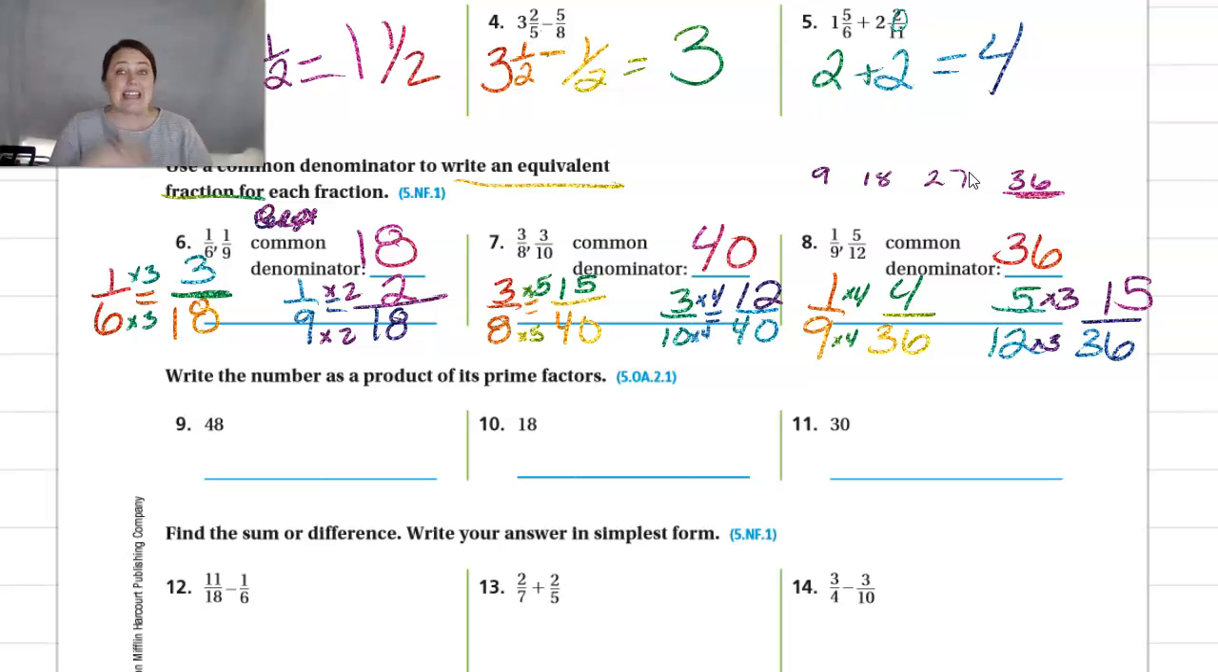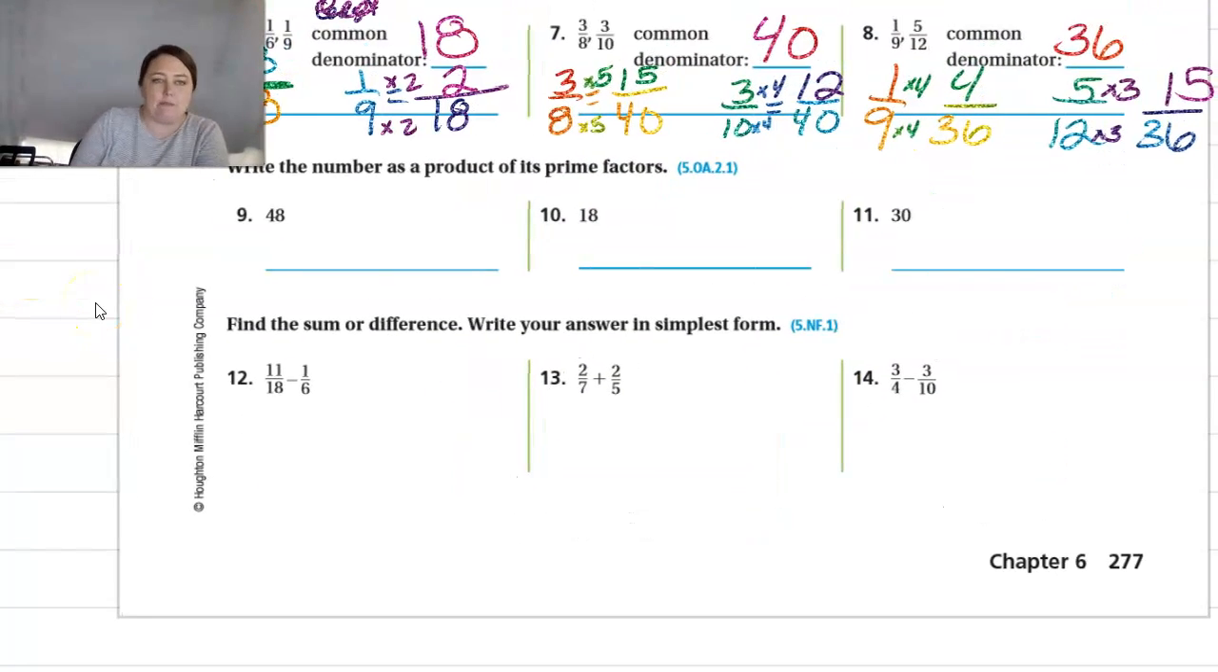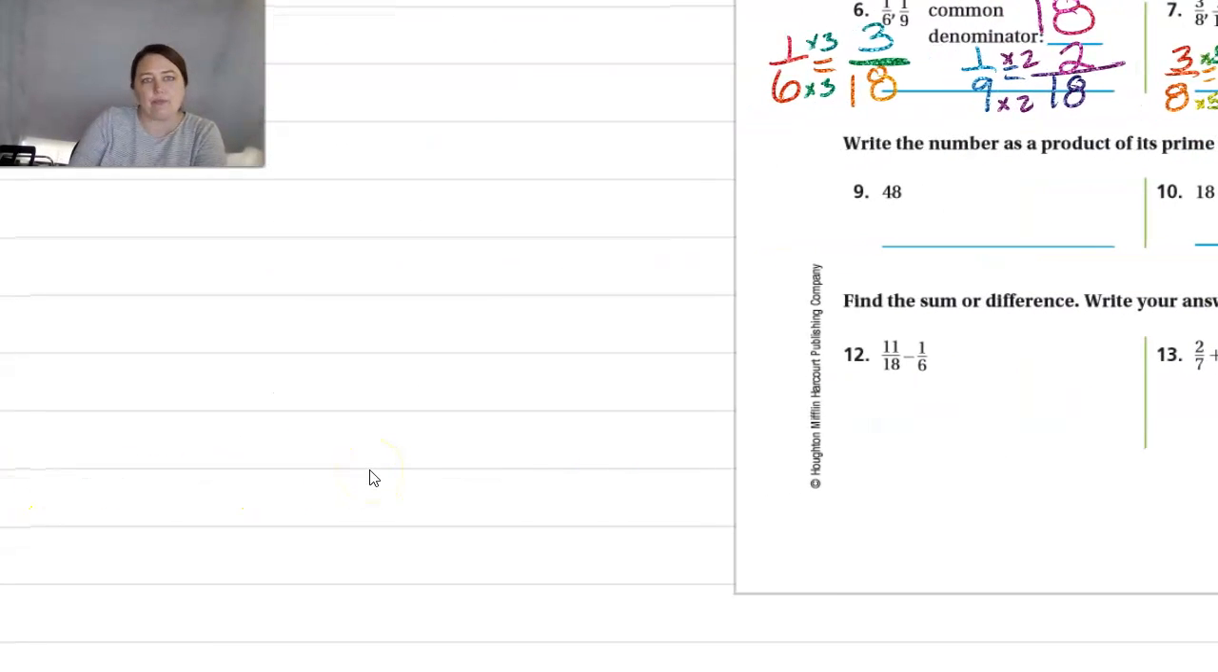All right, 9 through 11 is asking me to write the number as a product of its prime factors. So that's what I'm going to do. For 48, 18, and 30, we're going to take those numbers apart until I can't take them apart anymore. So I'm going to find a blank spot on my page and do 48.